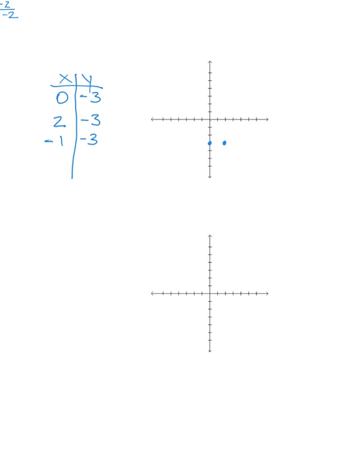For our last point, (-1, -3), we're going to go to the left 1 and down 3. We end up down in the 3rd quadrant, somewhere right around there. And now we can go ahead and draw our line.